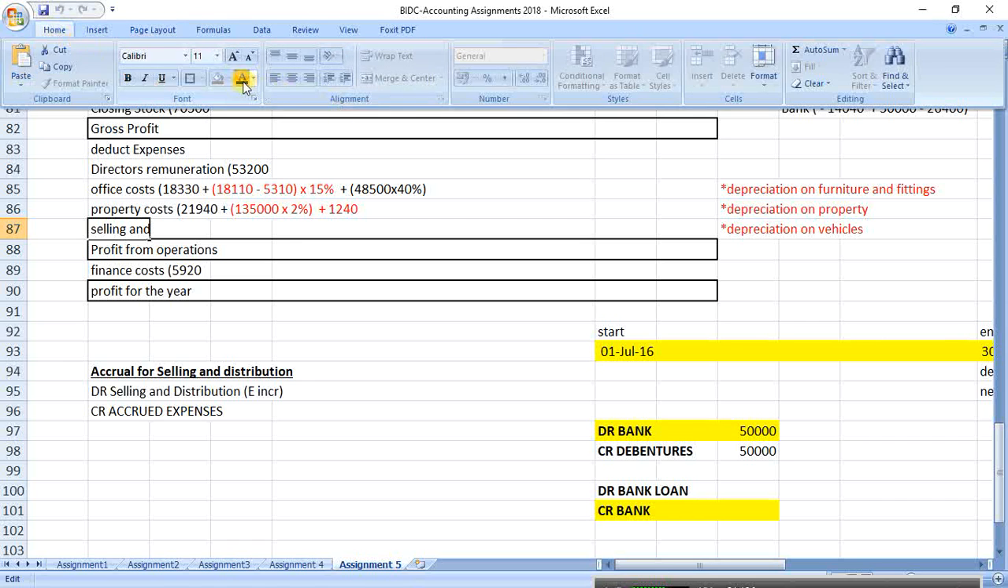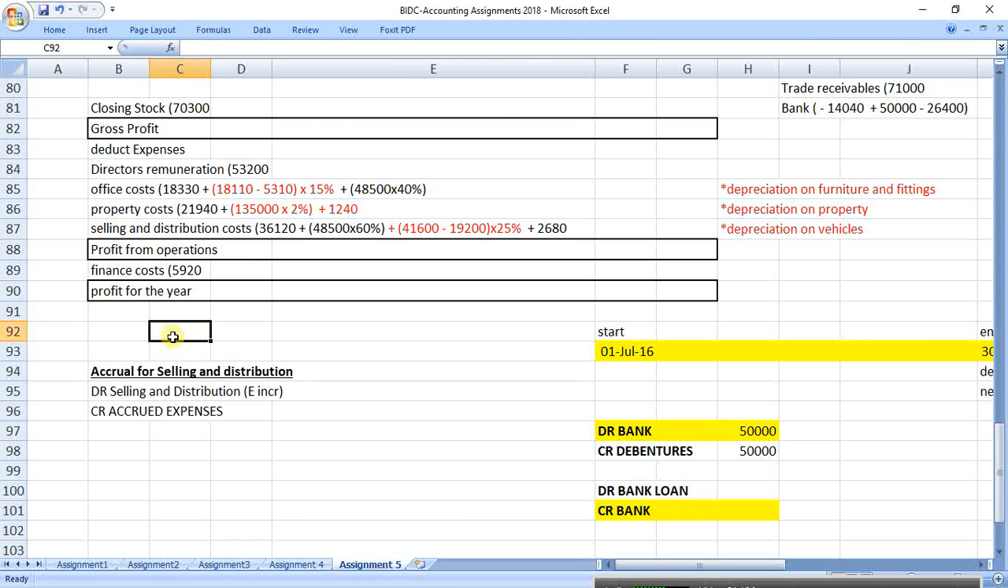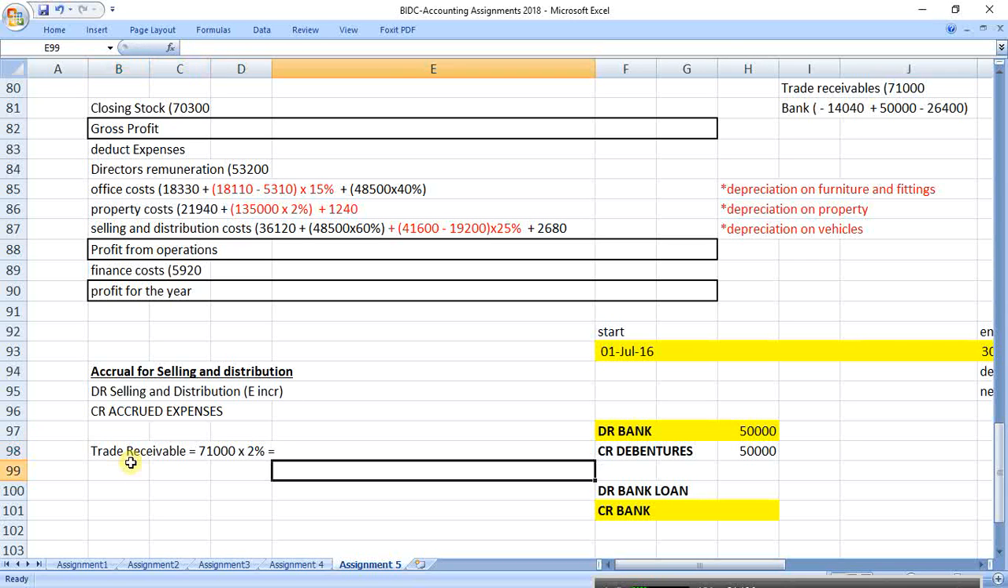The directors require provision for doubtful debts to be created representing 2% of trade receivables at the 30th of June 2017 to be charged to office costs. Okay, that's important. So we need to raise a provision, charge to office costs. Of 2%, but what was the trade receivables? What was the total? Oh, you've got it there, 71,000. Trade receivables, 71,000 multiplied by 2% equals 1420.